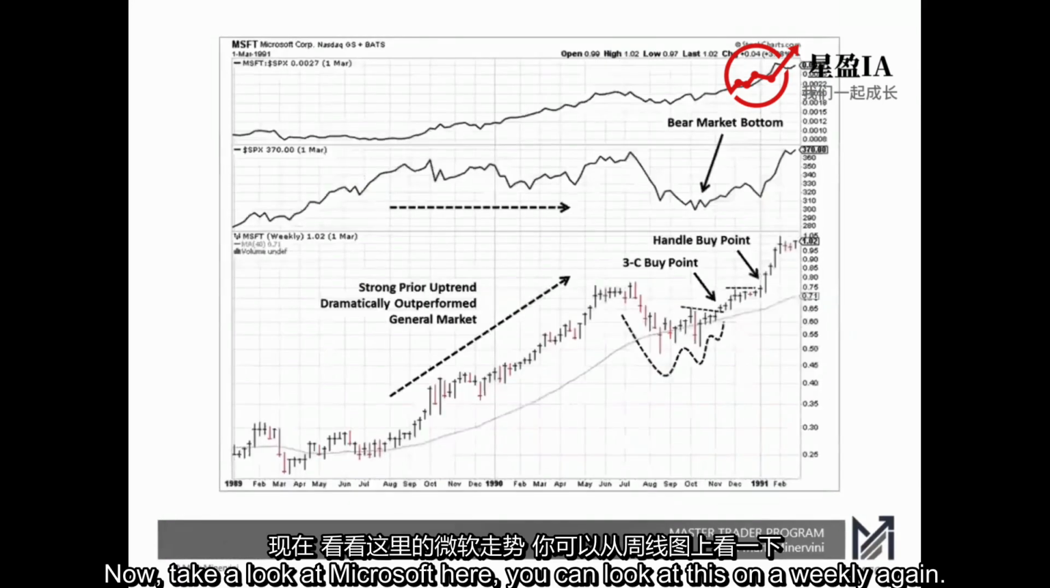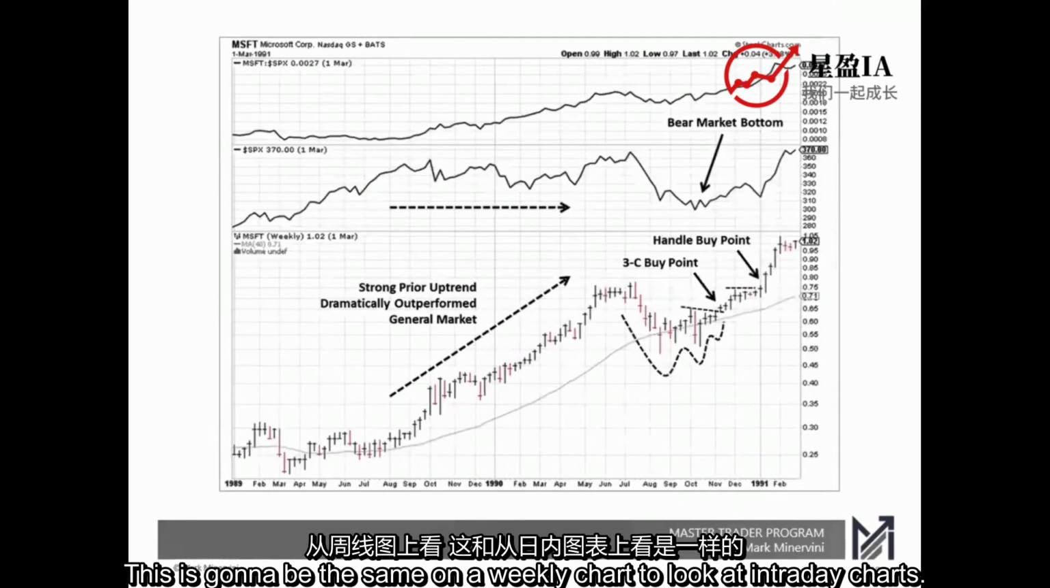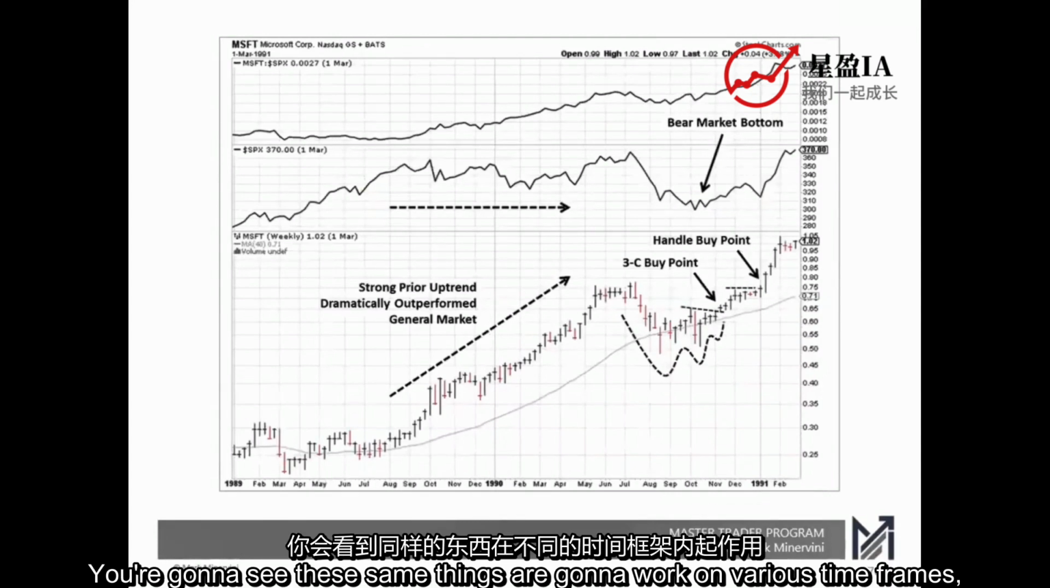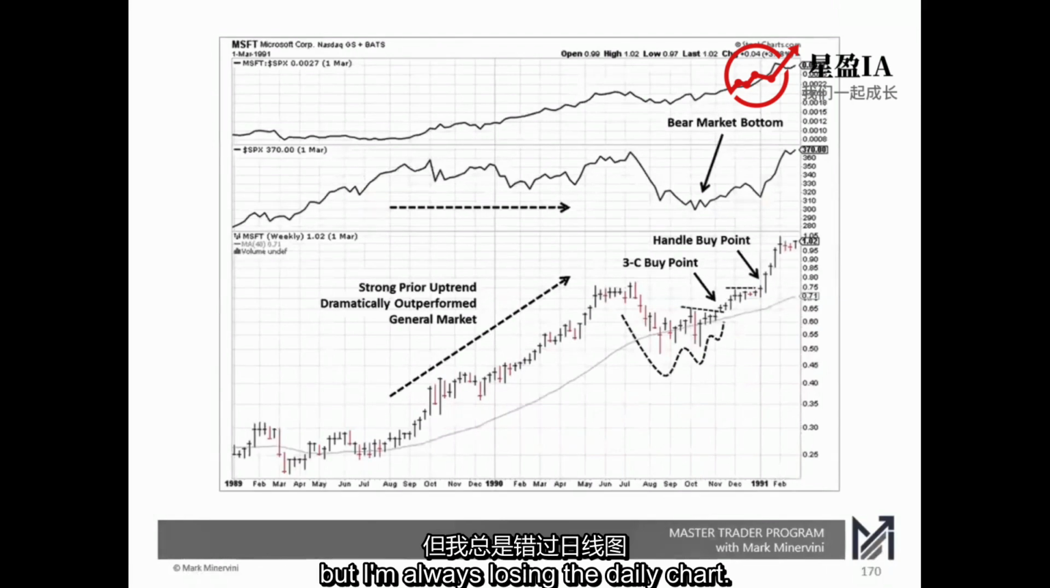Now, take a look at Microsoft here. You can look at this on a weekly. Again, this is going to be the same on a weekly chart. You can look at intraday charts. It doesn't know any time frame. You're going to see these same things. They're going to work on various time frames, but I'm always using the daily chart.